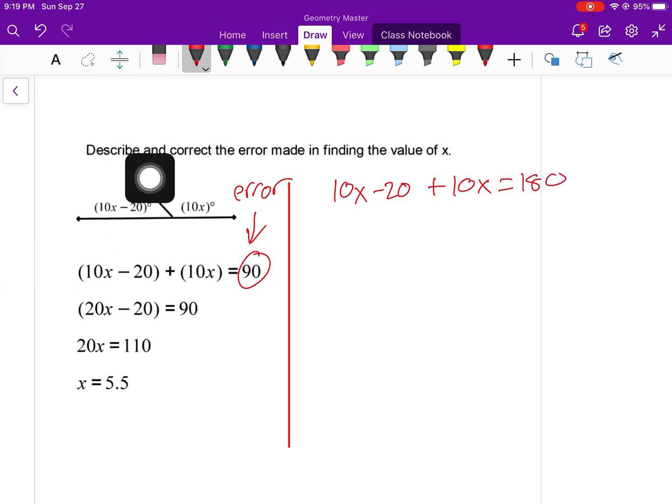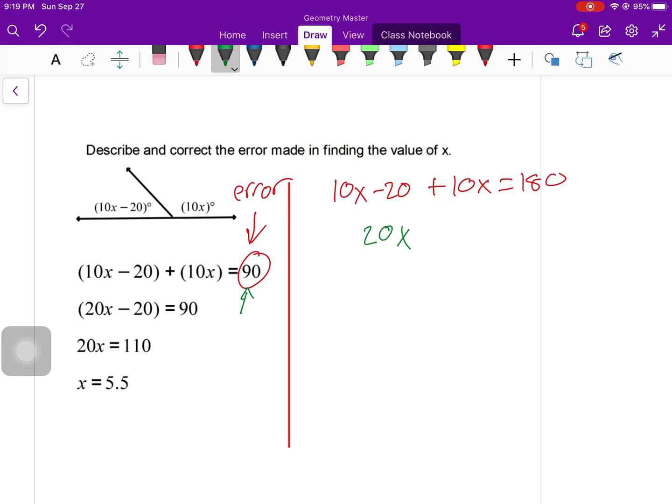Anytime the problem says describe and correct the error, what I don't want you to do is say, oh, this answer is wrong. Of course it's wrong. I'm telling you it's wrong. That's not what the mistake was. The mistake was that we set this problem up incorrectly.